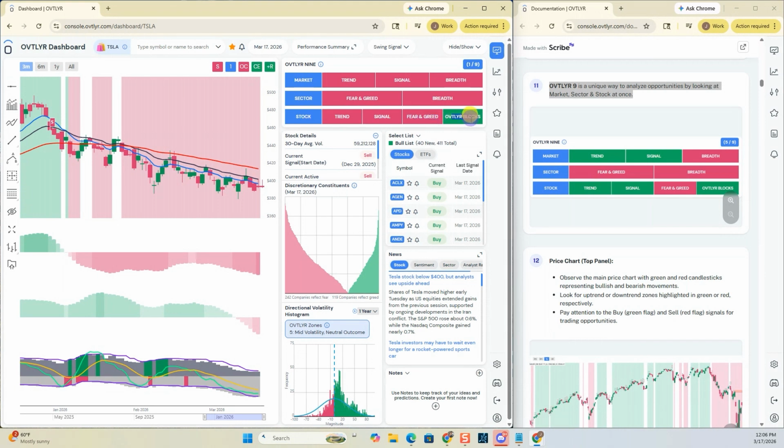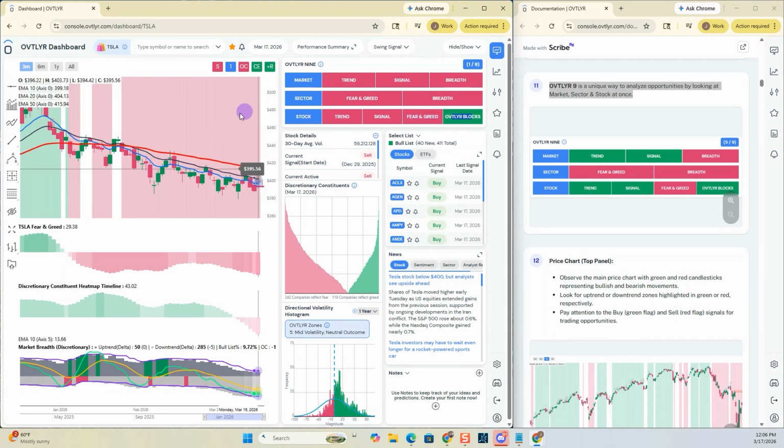The green outlier blocks, though, that's a pass because we have no outlier blocks. We have no resistance in the area above the current price. So that would be a pass.